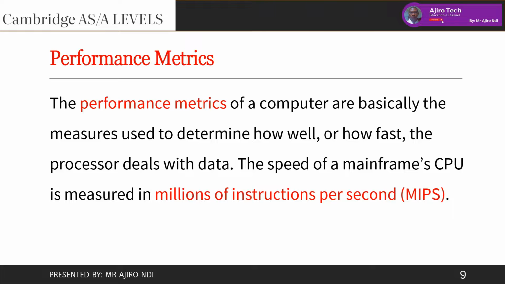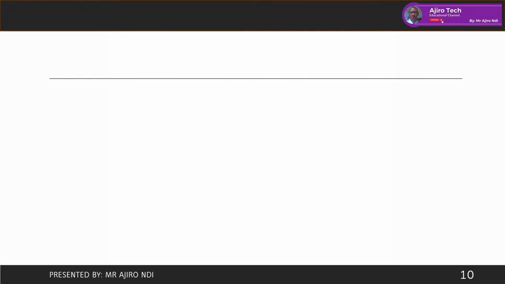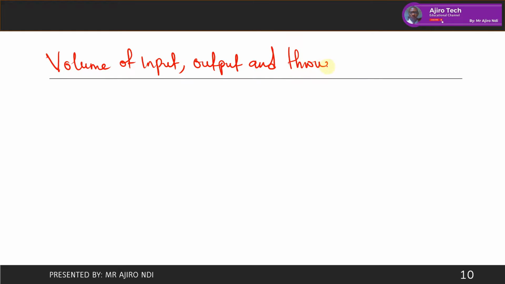Okay. The next one, before we look at fault tolerance, I want to talk about the volume of input, output, and throughput. So I'm just going to write this here because I want to talk about it. So I have the volume of input, output, and throughput. Now, these are very important when describing computers.